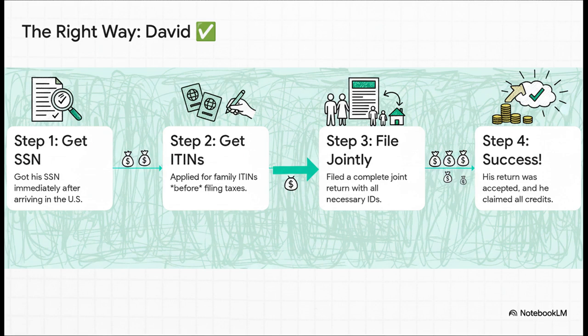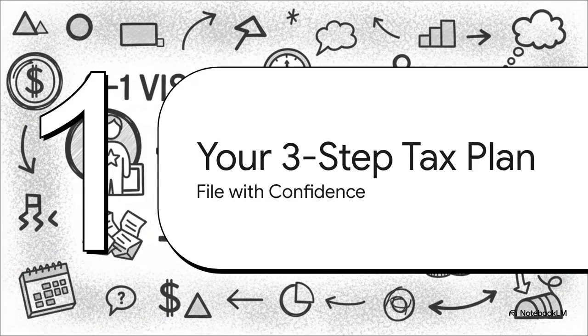So when it was time to file, he had all the IDs he needed, he filed his joint return, everything was in order, and guess what? It was accepted immediately. No hitches, no delays. He claimed all his family credits and had a completely stress-free tax season. So obviously, you want to be a David, not a Sarah in this situation.